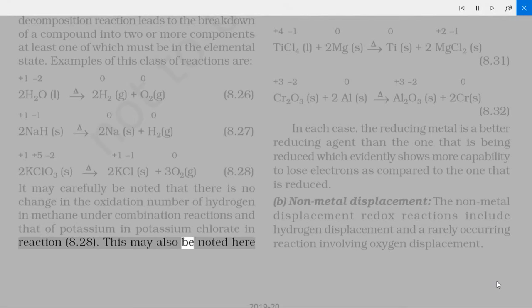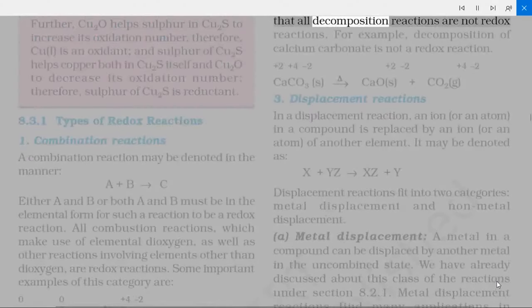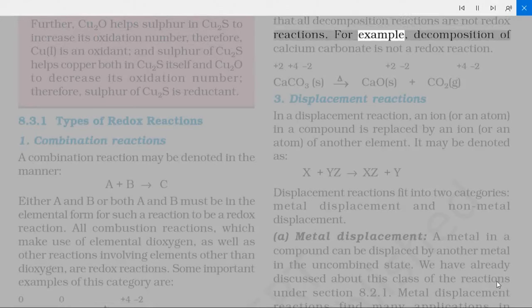This may also be noted here that all decomposition reactions are not redox reactions. For example, decomposition of calcium carbonate is not a redox reaction. CaCO3(s) → CaO(s) + CO2(g), with oxidation states +2 +4 −2 → +2 −2 +4 −2.